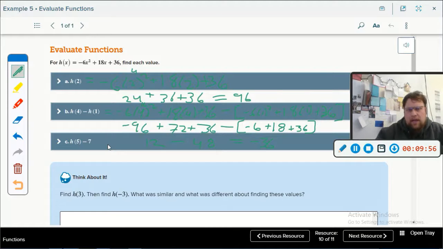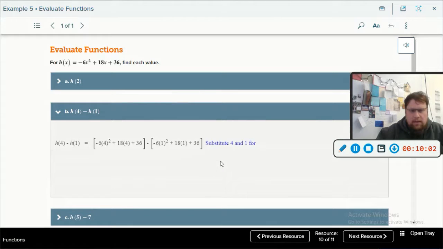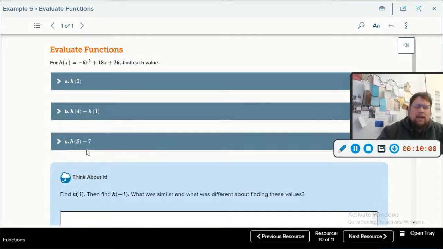And then I'm going to erase all this. Ready, set. Curious. Did I do it right? Look at that, negative 36. We did it exactly right. I just wanted to check. Last of all, this one's pretty easy. We're just plugging in 5, and you're going to subtract 7 on the end. So go ahead and do that. Ready, set, go.